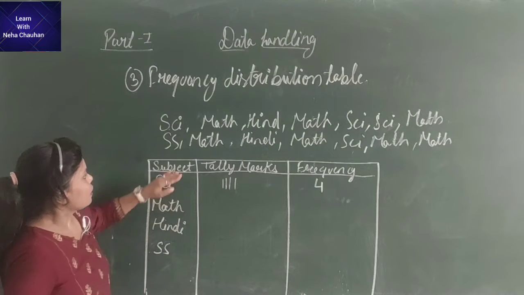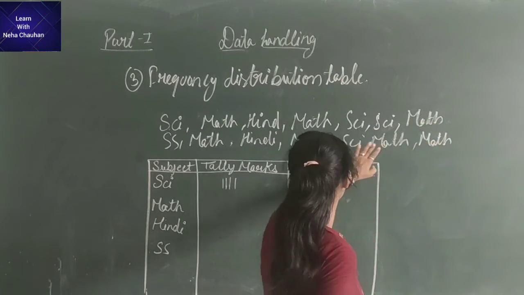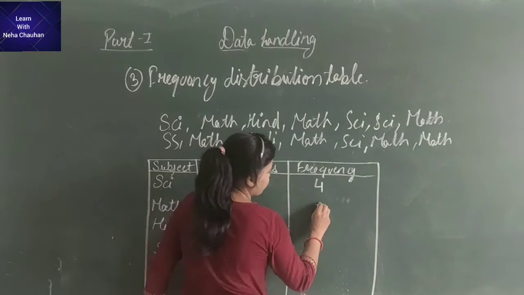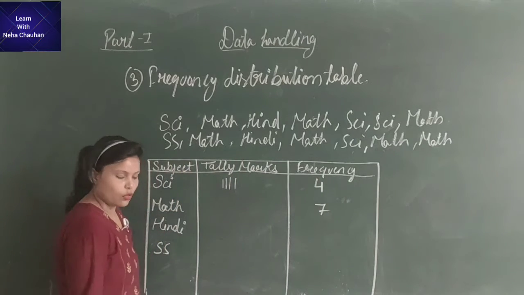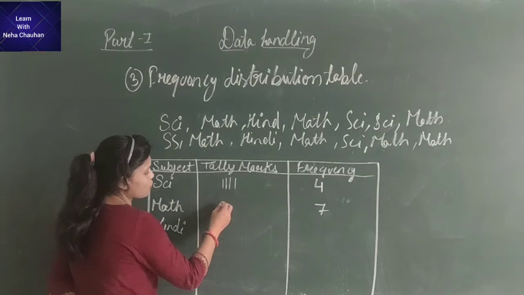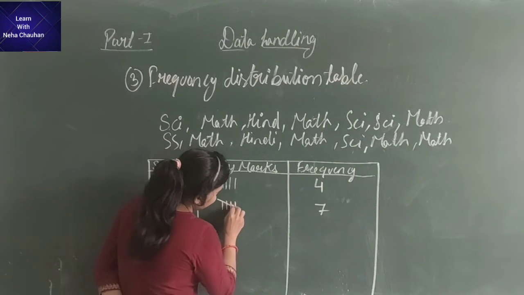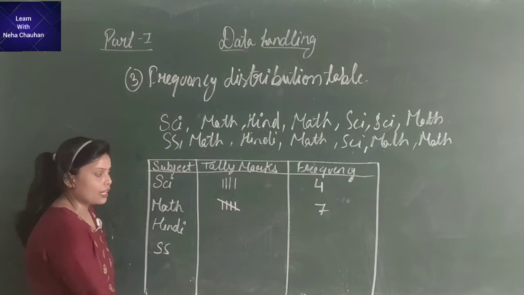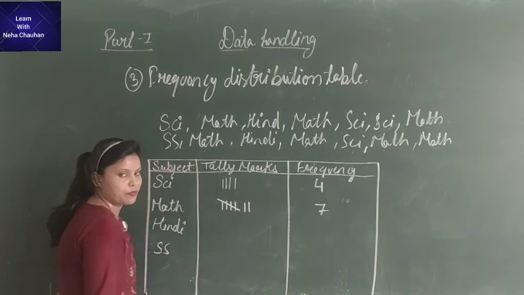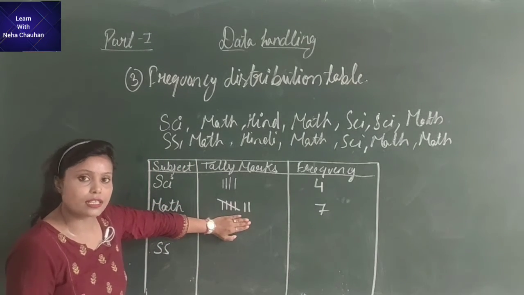Now maths. Let's count math. 1, 2, 3, 4, 5, 6 and 7. So frequency of the math is 7. Okay. And for the representation in telemarks, we will write 1, 2, 3, 4. 5 will be the slanting line cutting all the lines. Alright. 6 and 7. Okay. This you have already read in 7th class.